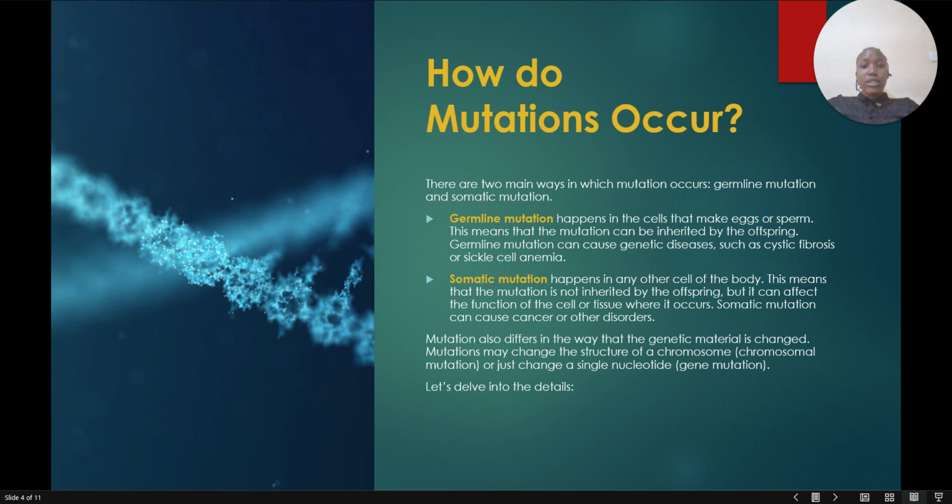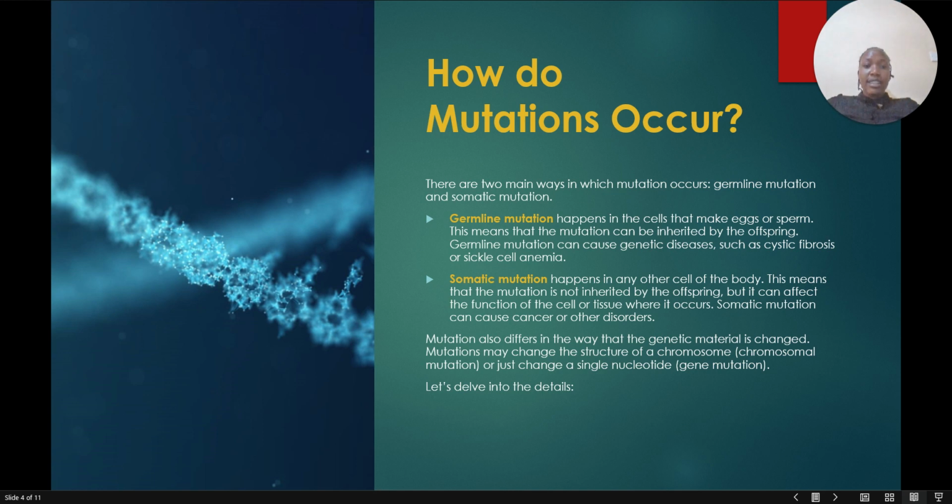The next one is somatic mutation. This happens in any other cells of the body. This means that the mutation is not inherited by the offspring, but it can affect the function of the cell or tissue where it occurs. Somatic mutation can cause cancer or other disorders.